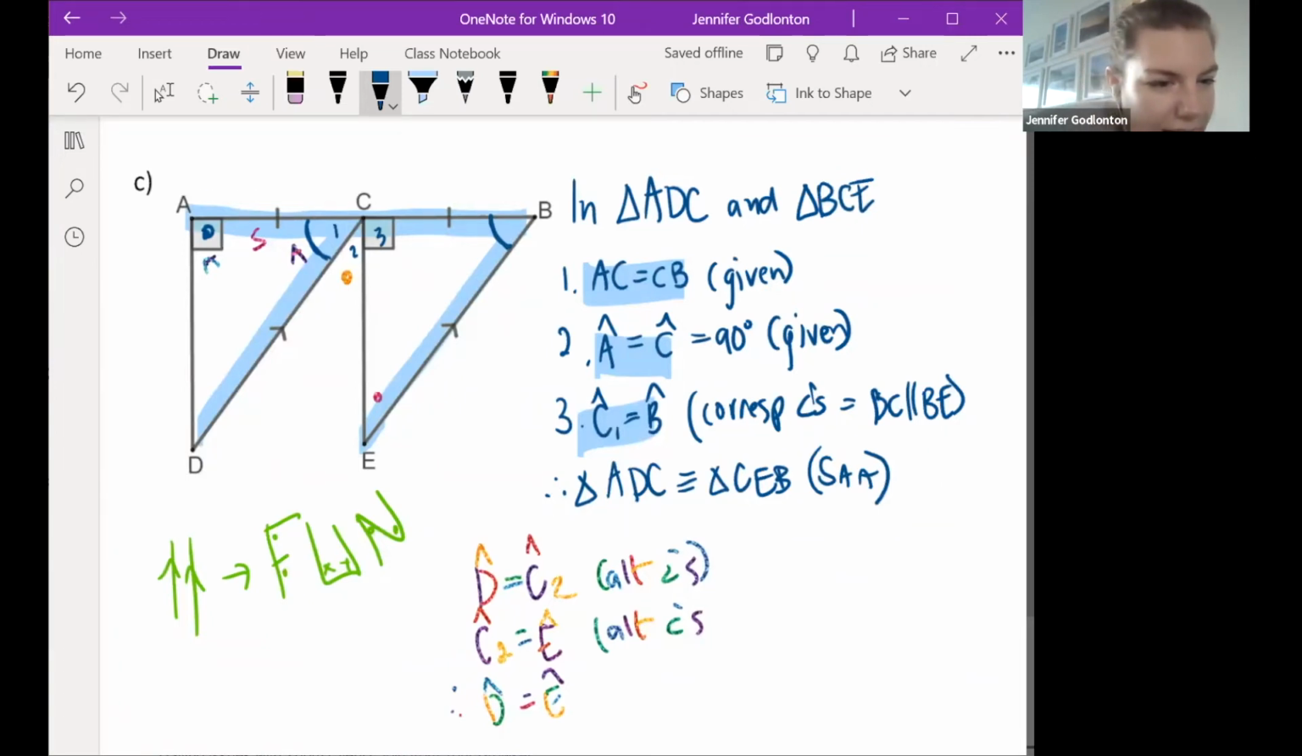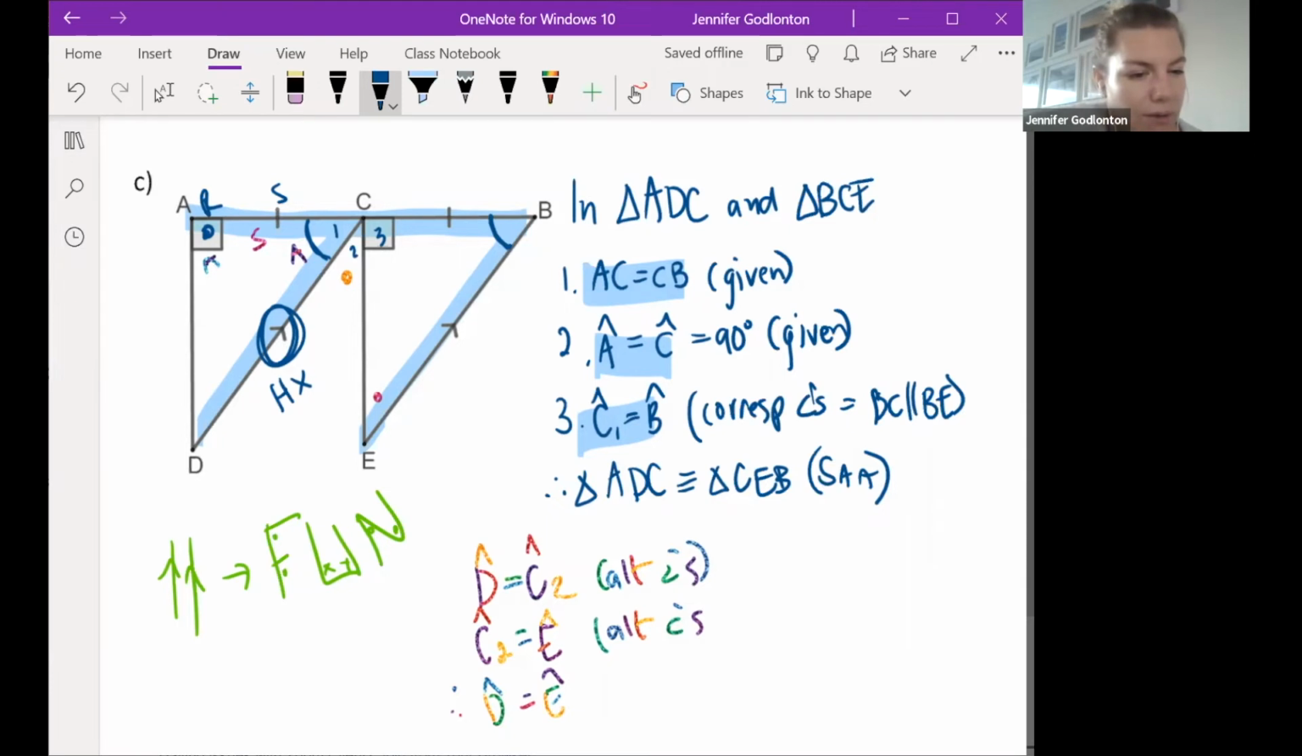If you said RHS, we wouldn't be able to say RHS. The reason is that, yes, they have given us a right angle, they have given us a side, but they haven't given us a hypotenuse. Because they haven't given us a hypotenuse, we can't say RHS. We have to say SAA. Just be careful. Your teachers like to trick you, because they know as soon as you see a right angle, you're going to think it's RHS.